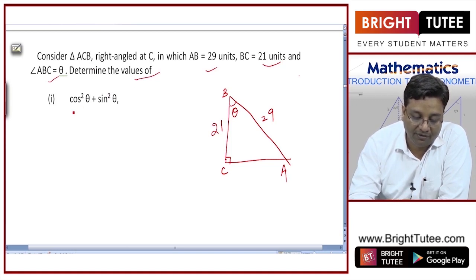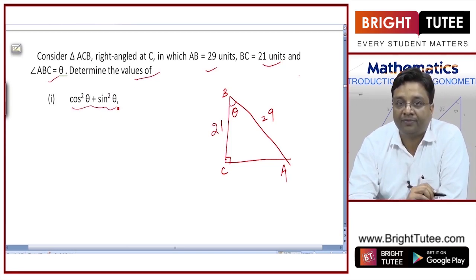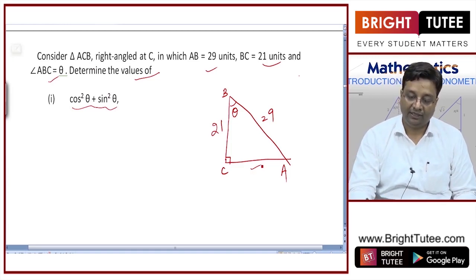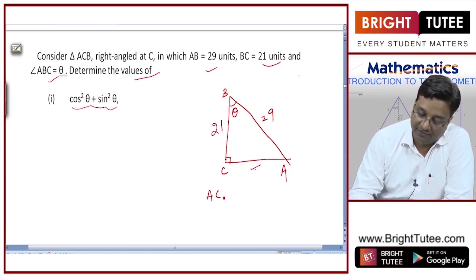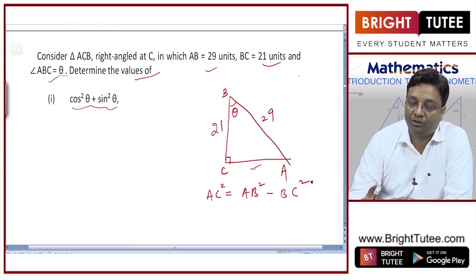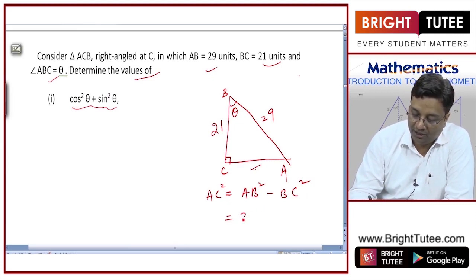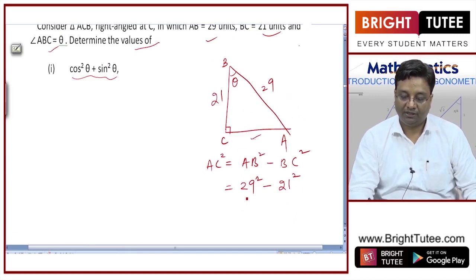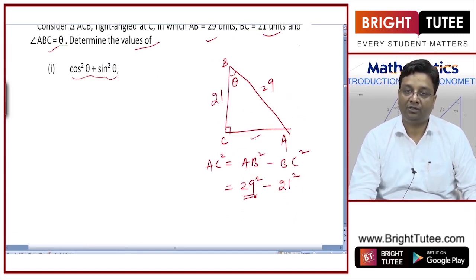Now we need to determine the values of these expressions. First of all, let's determine this third side here, because for the trigonometric ratios, we will require this third side also. So what will be side AC? AC square will be equal to AB square minus BC square by applying Pythagoras theorem. So what is AB square? It is 29 square. What is BC square? 21 square, right?